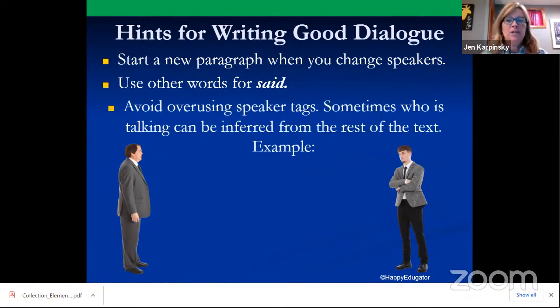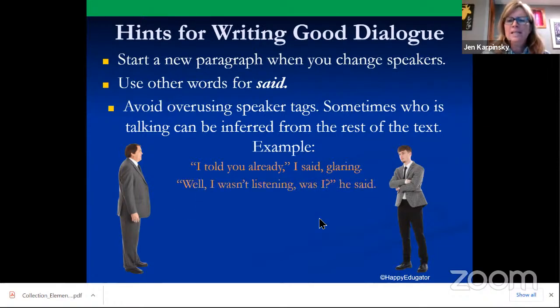Avoid overusing speaker tags. Sometimes we can just infer who's talking just by reading. For example, "I told you already," I said, glaring. "Well, I wasn't listening, was I?" he said. "Apparently not," I replied. Do we really need all these speaker tags? Or could we write it like this?